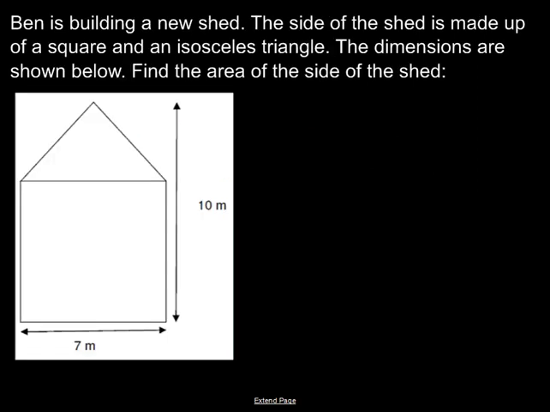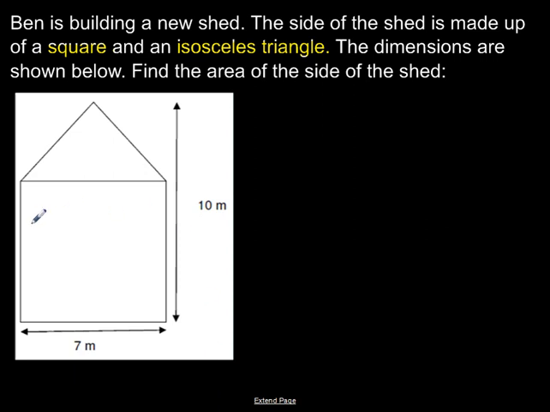Okay, let's just look at this one really quickly. I'll just do two examples of this one for you for the video. You should be able to work out any others by yourselves. So this says that Ben is building a new shed. You need to read the question quite carefully. It tells us the side of the shed is a square and an isosceles triangle, and I think that might come in useful as information later.